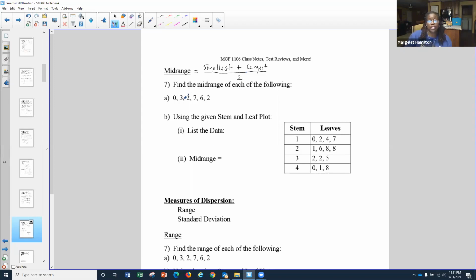So looking at this set of data, calculating our mid-range, the smallest number we have is 0, plus the largest number they gave us here is 7, divided by 2 gives us 7 over 2. Or writing it as a decimal, you get 3.5.